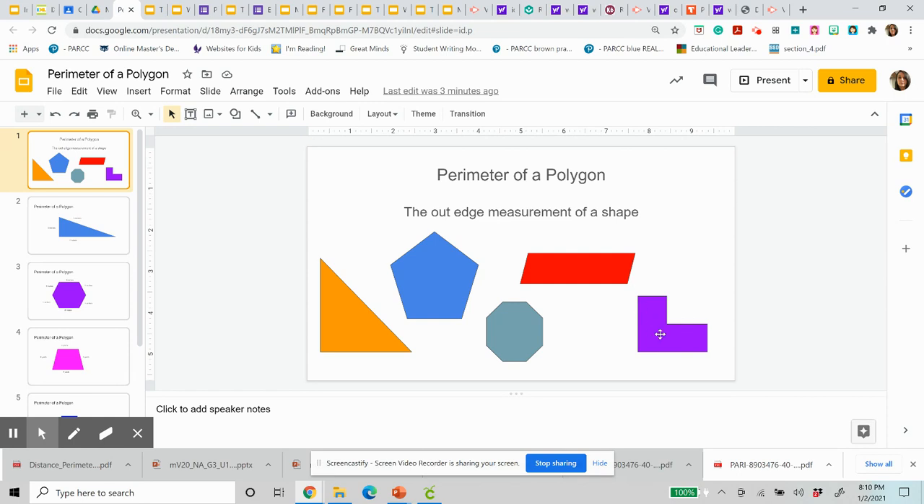Here's like an L shape, right? Which doesn't really have a name, but there could be a yard. Our school kind of has a weird shape, right? So you can find the perimeter of any shape, even if it doesn't have a particular name.